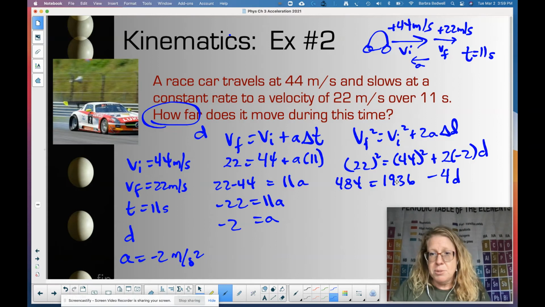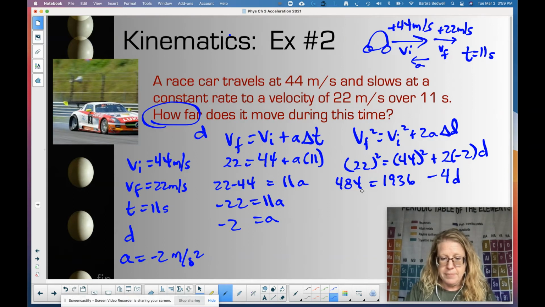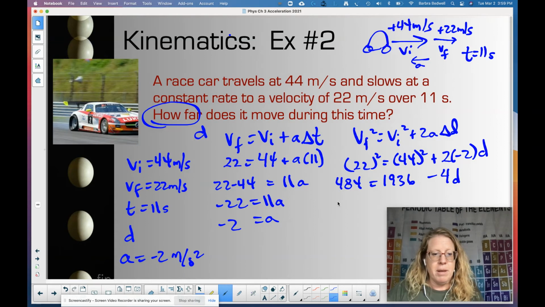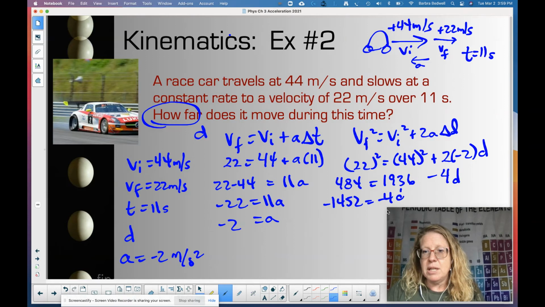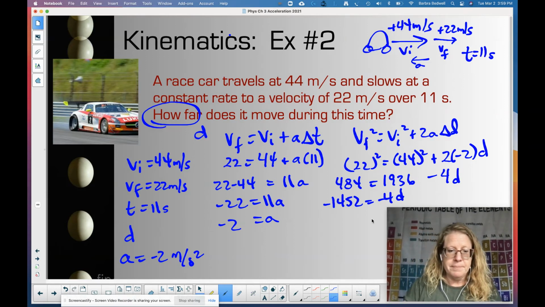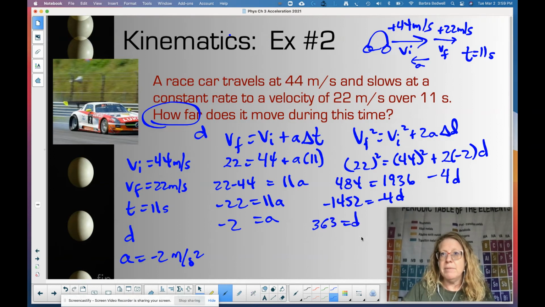All right, so let's do some algebra. Let's move this guy over here. Subtract 1936 from both sides. So 484 minus 1936. I'm dyslexic, so I have to double check everything I do three times. My apologies. So I get negative 1452 equals negative 4d. Now I can divide by negative 4 on both sides, and 1452 divided by negative 4 gives me an answer of 363 equals d. That would be 363 meters equals our displacement.